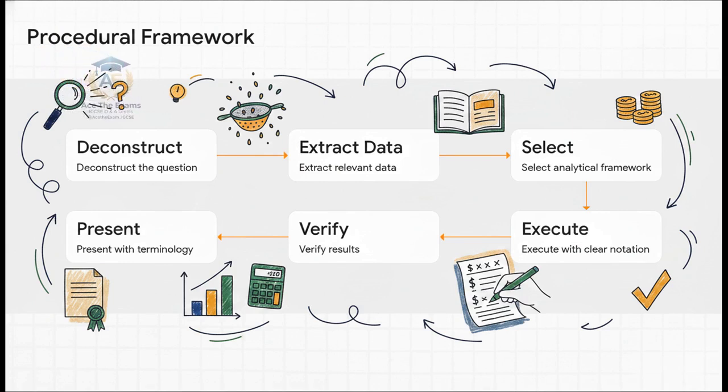Step 1, deconstruct the question. Do the 3-step question scan to find the command word and constraints. Step 2, extract relevant data. Step 3, select your analytical framework, which is your appropriation account here. Step 4, execute with clear notation. Step 5, verify your results. And Step 6, present with correct terminology.